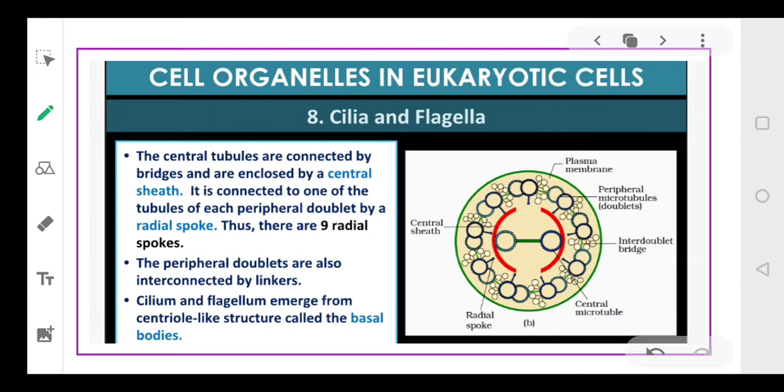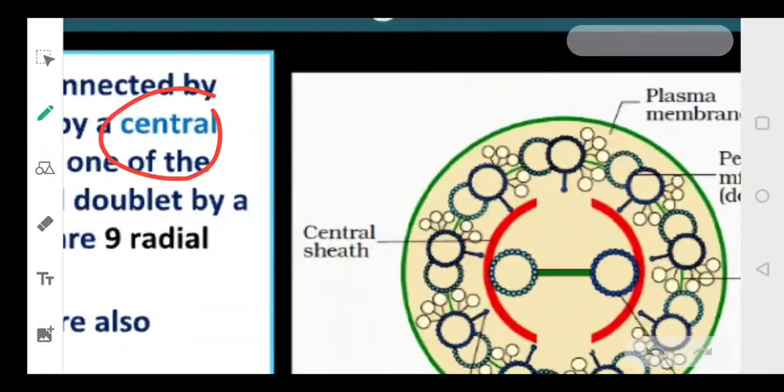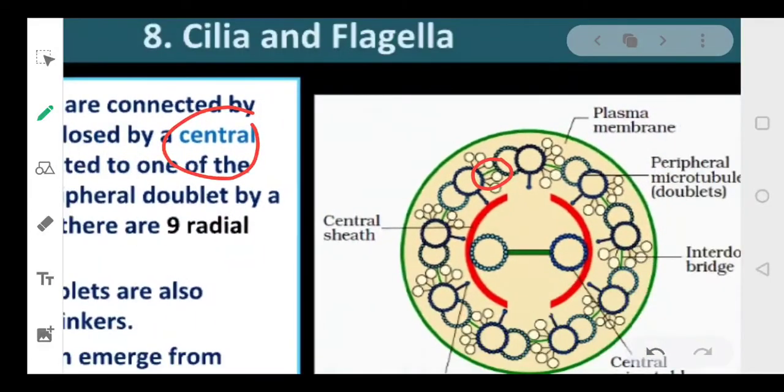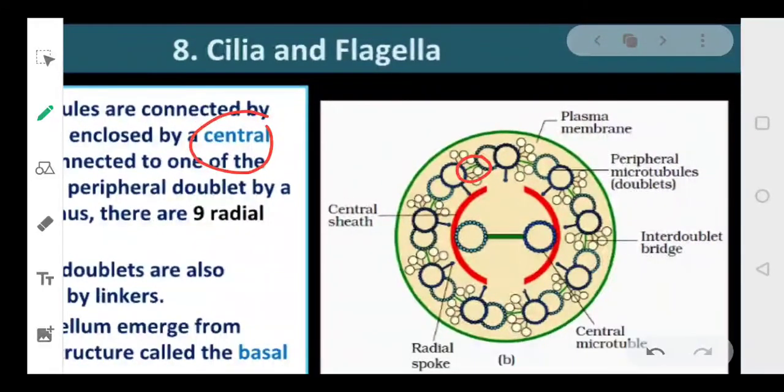I hope this is very clear. You've understood the radial spoke, you've understood the central sheath, and now see. Now the peripheral tubules, as you see here, are connected with the central sheath by radial spokes, but they are also connected with each other. ये structure आपको नज़र आ रहा है, जो आपकी peripheral microtubules हैं, ये आपस में भी connected होती हैं, और उनके बीच का जो connection है उसको हम कहते हैं inter-doublet bridge. Okay, so your peripheral doublets are interconnected with each other by linkers, and those linkers are called the inter-doublet bridge, while they are also connected with the central sheath by the radial spoke.